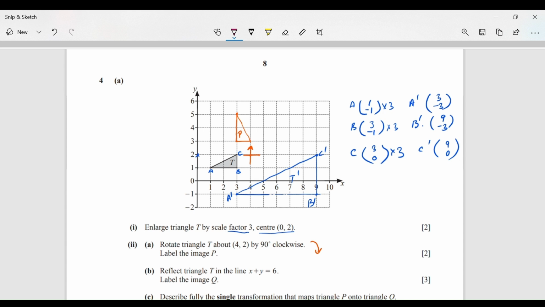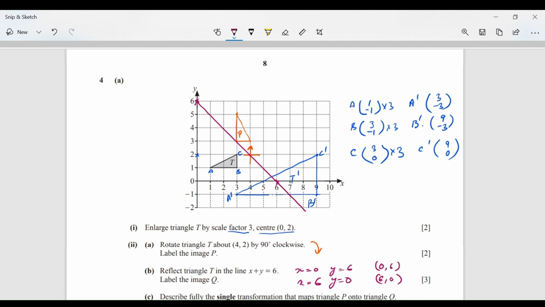That will be the intercept we can take. When x is equal to 0, y will be equal to 6. So one point will be (0, 6). The other, when y is equal to 0, x will be equal to 6. So this will be (6, 0). So our two points are this point and this point. Let's make the mirror line. So this is the line of mirror.